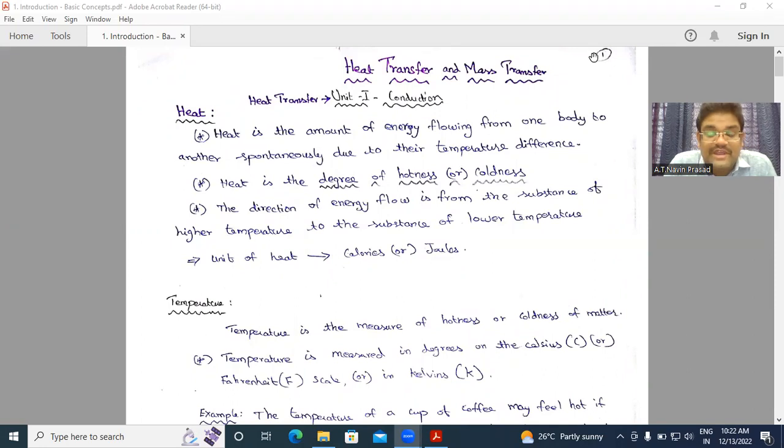First, we have to know the basic difference between heat and temperature. So heat is nothing but the amount of energy which will flow from one body to another body. For example, heat will flow from the higher region to the lower region. So it is the degree of hotness or coldness. Right? So heat will flow from a higher temperature region to a lower temperature region, and the unit of heat we can say is calories or joules.